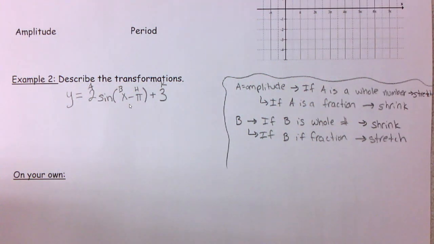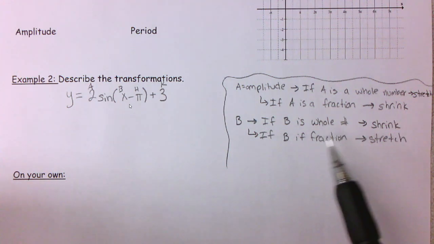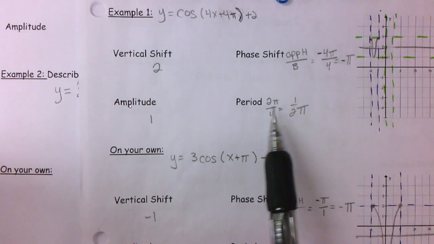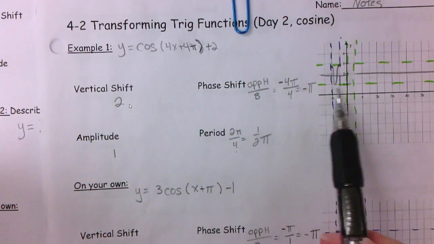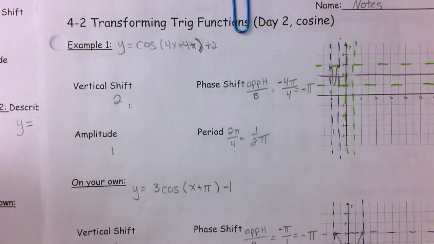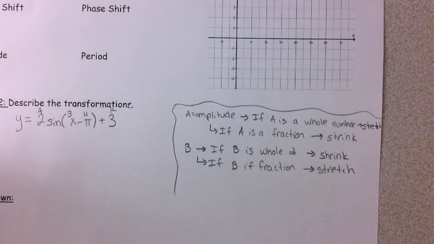So think about the period. If I take, let's say, 360 for my period and I divide it by a whole number, kind of like we had right here, 2 pi divided by a number, that gets me 1/2 pi, so that shrunk that graph down. But if I were to divide by a fraction, which I think we've seen already, the number actually gets bigger for the period. So that's why these are backwards.